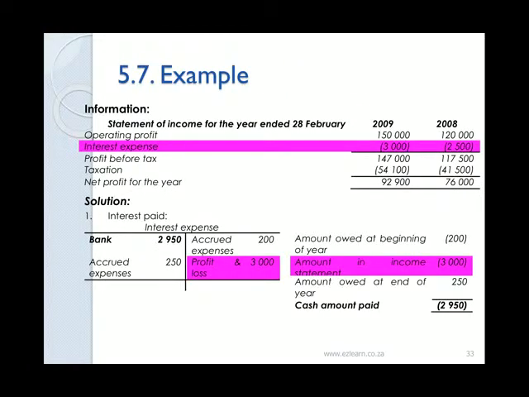Let's have a look at example 5.7 to illustrate all these rather complex points. The first thing that we are going to do is we are going to calculate our interest expense paid using the interest expense shown in the statement of income. Notice that we only need to use the current year's figure of 3,000 Rand. The 2,500 Rand that may have been given from last year is in fact irrelevant. Do not let it confuse you.